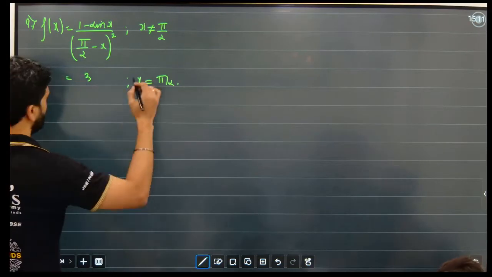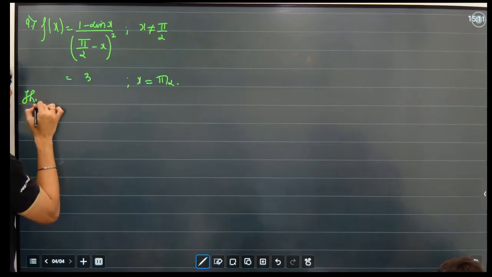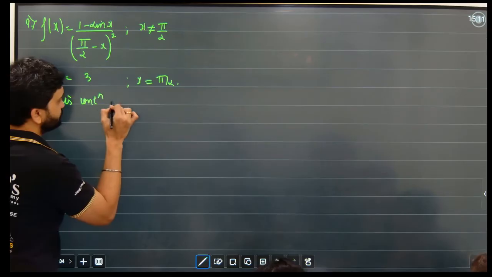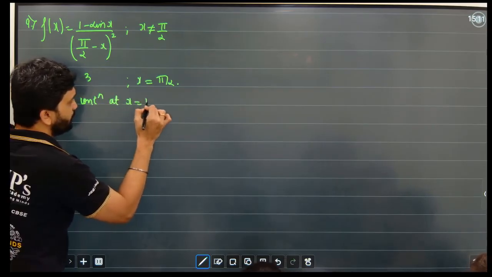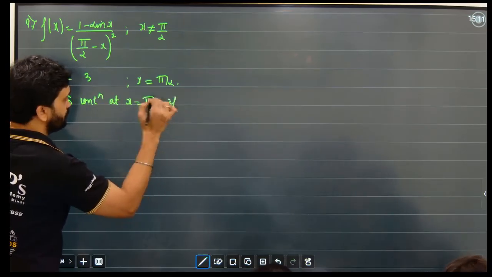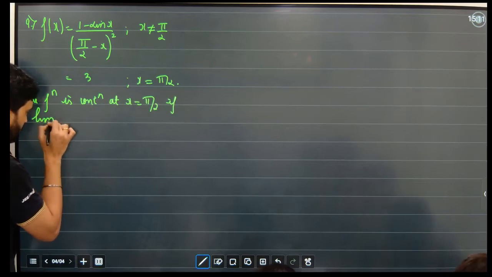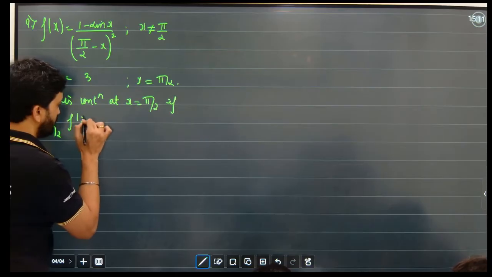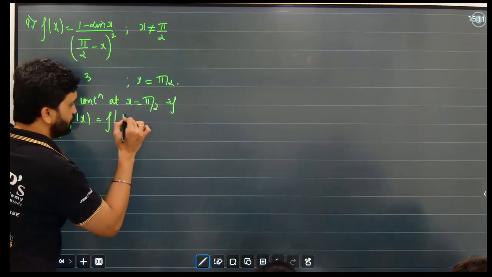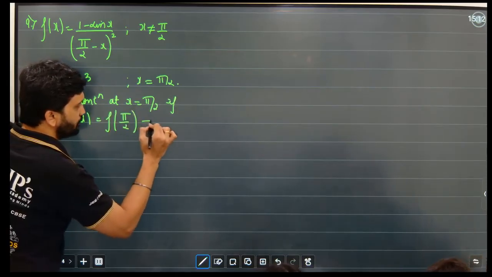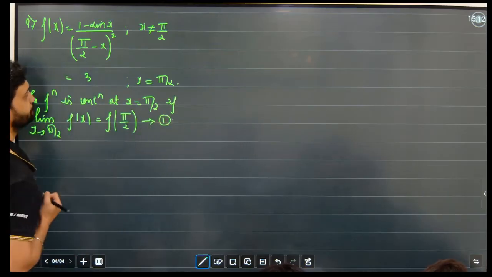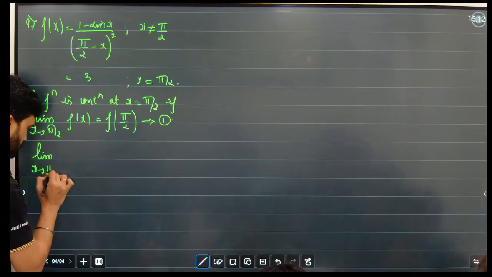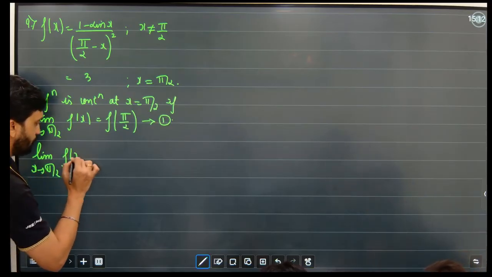Now, the function is continuous at x is equal to pi by 2 if limit x tends to pi by 2 f of x is equal to f of pi by 2. This is equation 1. Limit x tends to pi by 2 f of x.